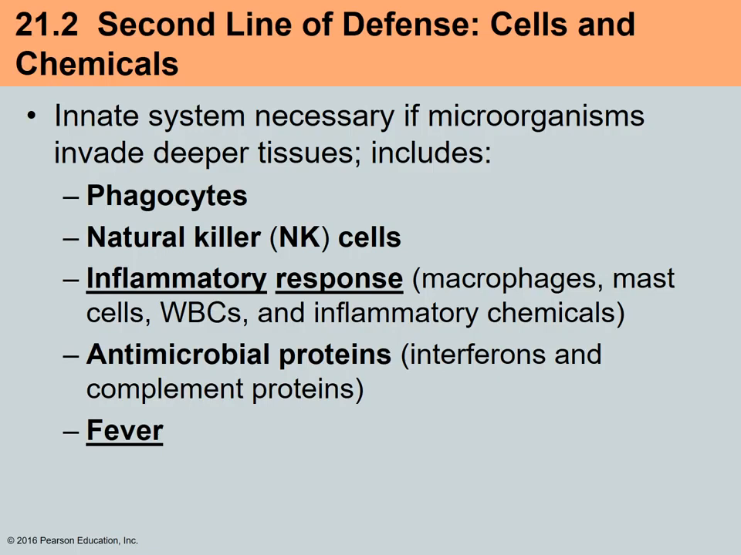Now the second line of defense involves more cells and chemical natures. So if something is able to penetrate the skin, maybe you cut yourself, well, now that's compromised the integrity of the skin, and it allows an avenue or a route of penetration into the body. So now you're going to have to rely upon the second line of defense. Once again, keep in mind this is not specific. It doesn't matter what it is that penetrates. You have certain cells, like your phagocytes, your natural killer cells. You have antimicrobial proteins, fever, and the inflammatory response.